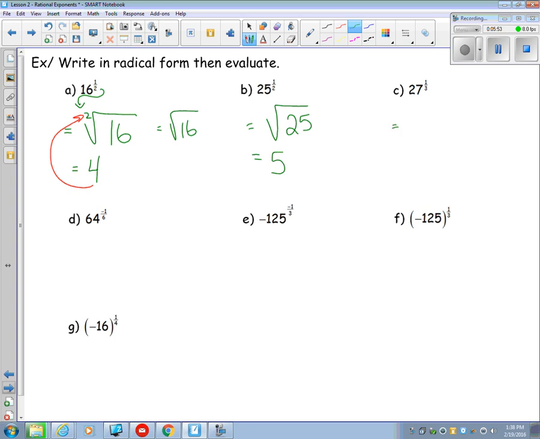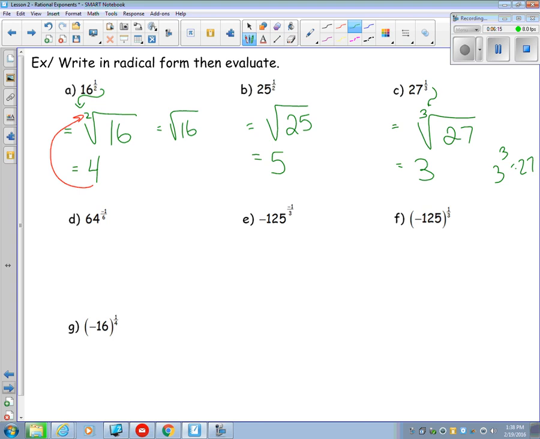27 to the 1/3. Okay, my base is 27. My nth root is 3, the part underneath. I use my button on my calculator, so the 3rd root of 27, I get 3. Again, a smaller number. If you're thinking about it, 3 to the power of 3 comes out to 27. That's our objective here.